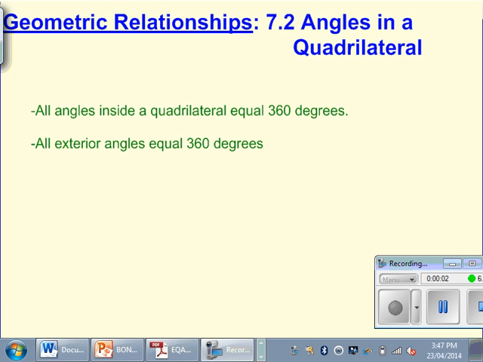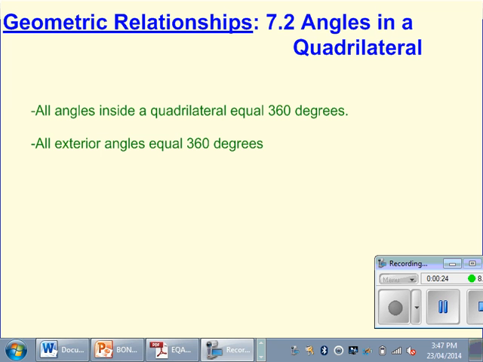Hello, this is Geometric Relationship 7.2, Angles in a Quadrilateral. Now first off, it's important to understand that all the angles inside a quadrilateral equal 360 degrees. And all the exterior angles of any polygon will equal 360 degrees.